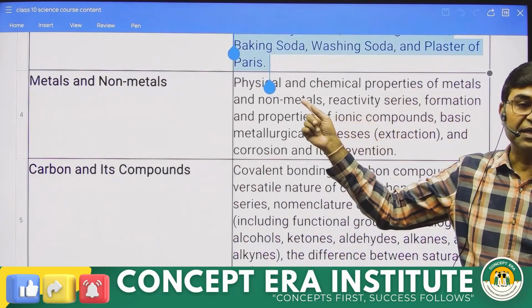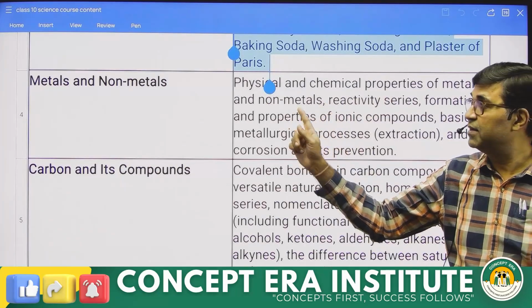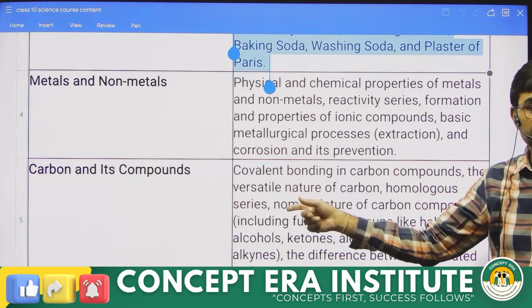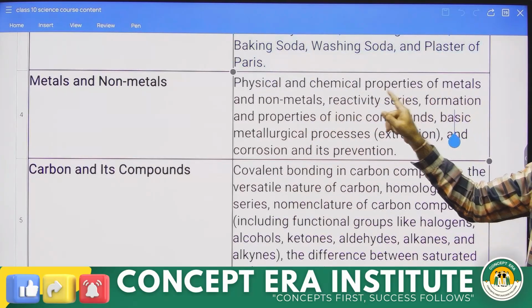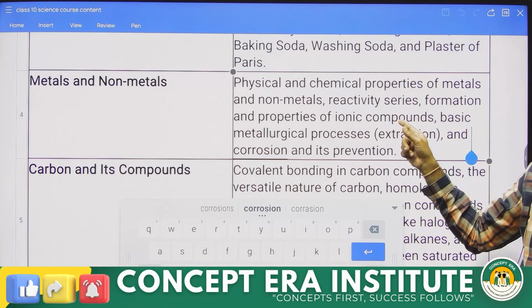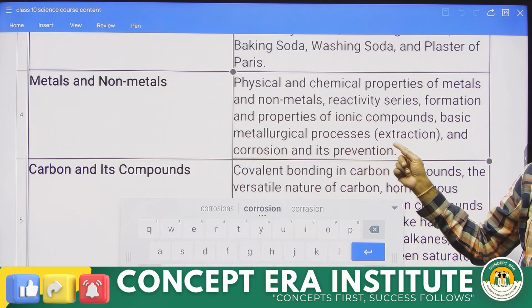Third unit, again chemistry, metals and non-metals. But keep in mind that this particular chapter contains the maximum weightage of all the chapters in chemistry. So pay special attention to this. Physical and chemical properties of metals, reactivity series, their reactions, properties, corrosion, and its prevention.